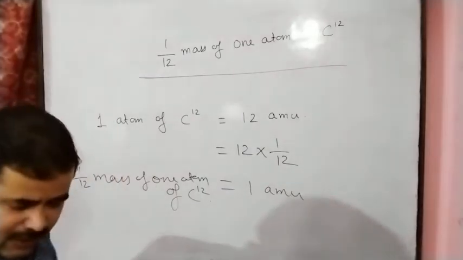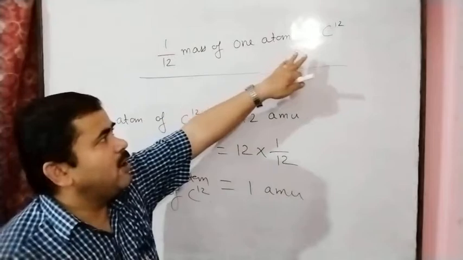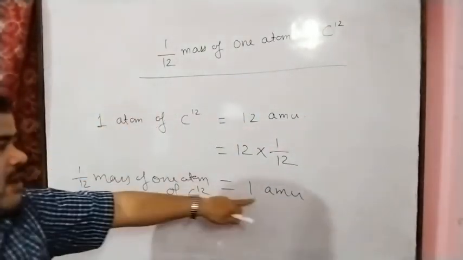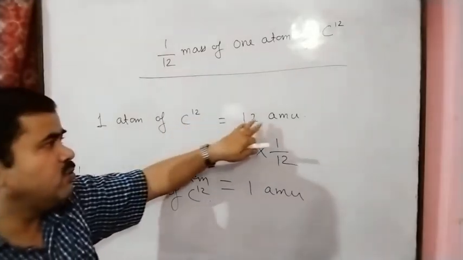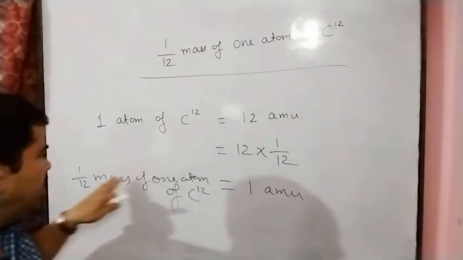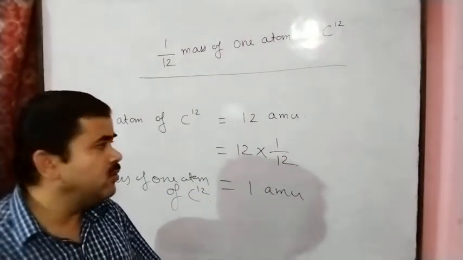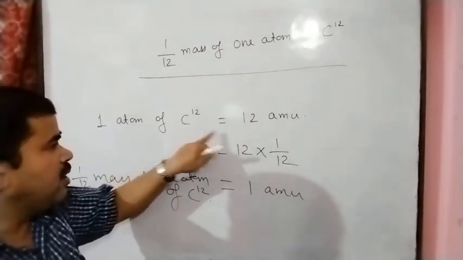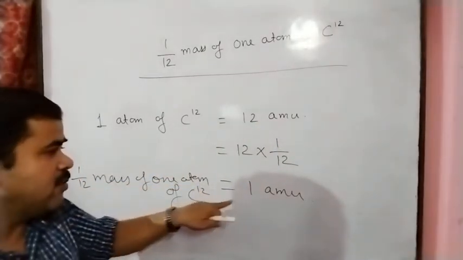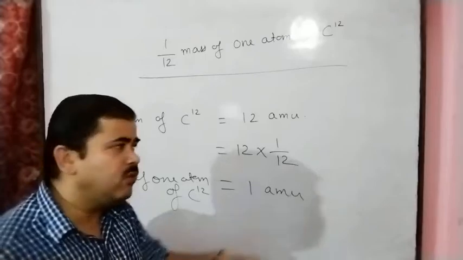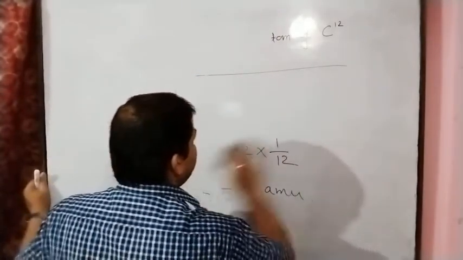We can see that 1/12th mass of one atom of carbon-12 has a value of 1 AMU, because one atom of carbon-12 is equal to 12 AMU. So 1/12th mass of one atom of carbon-12 will be 1 AMU. So here we can define the relative atomic mass.